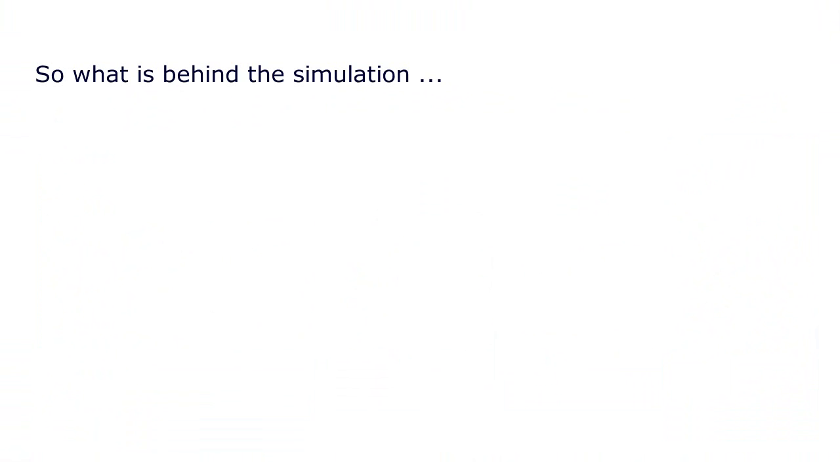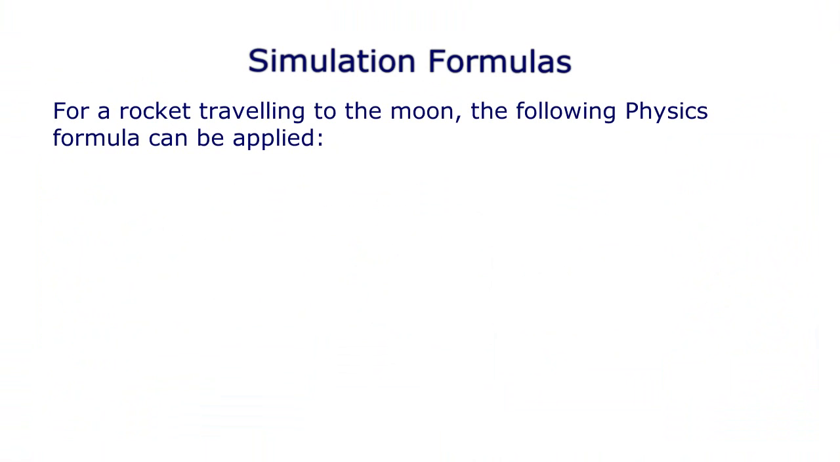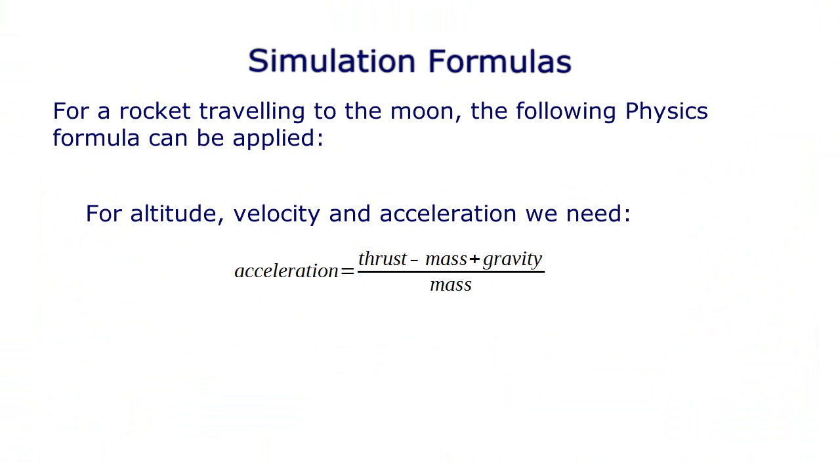So what is behind the simulation and how does it work? To find out more, we're going to examine the SysML model and the corresponding Modelica script. The simulation uses a number of mathematical formulas, which I will introduce now. For a rocket travelling to the moon, the following physics formula can be applied. For altitude, velocity, and acceleration, we need the following parameters to be calculated.